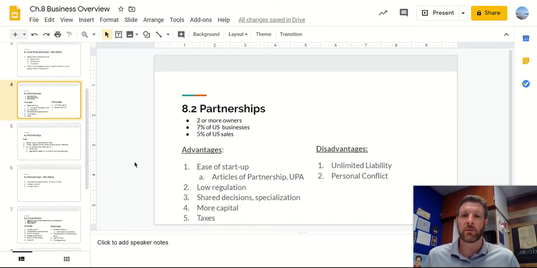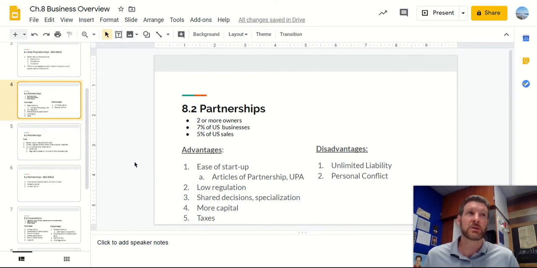So, as you can see, the difference between partnerships and sole proprietorships is you have two or more owners. It can be more than just two, an unlimited amount, but two or more owners is considered a partnership. This is only 70% of U.S. businesses and 5% of U.S. sales. We'll get to what makes up the most of that in a second when we talk about 8.3 in corporations.